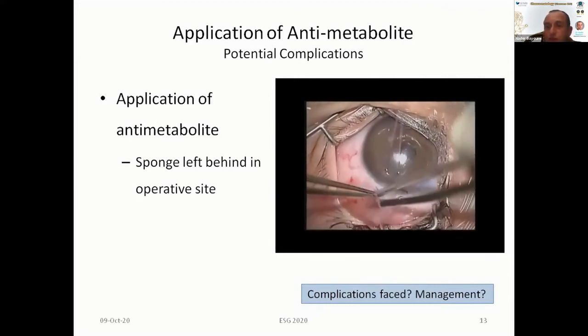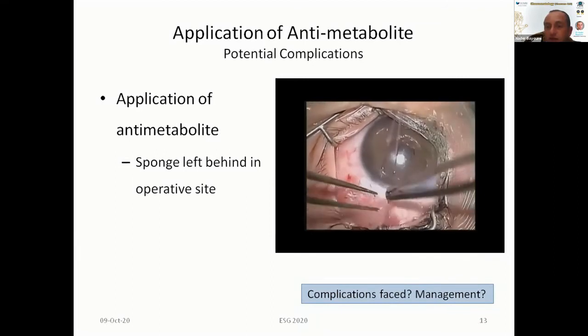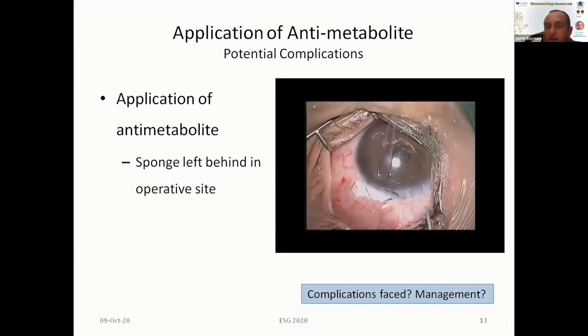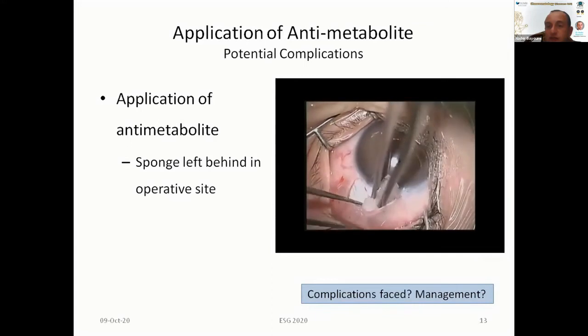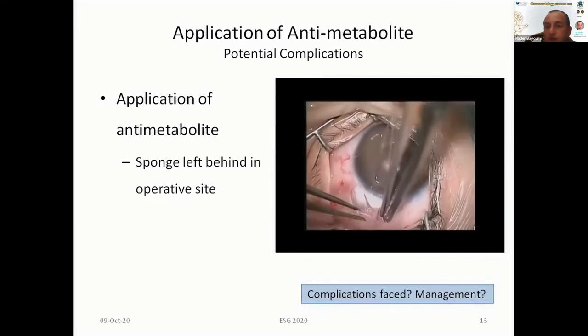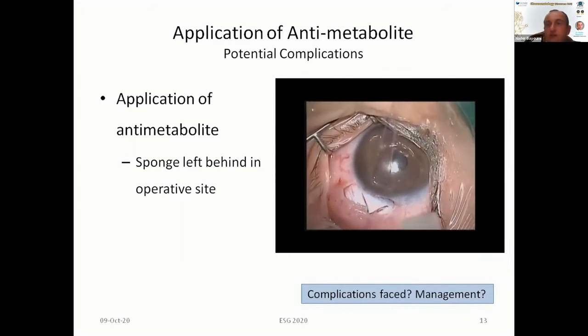This is an almost unedited video. I have not edited the number of sponges, but if you count the number of sponges inserted here, you'll find that the surgeon has inserted one more sponge than he has removed. So you can very commonly forget one of the sponges behind. Again, another catastrophe, because mitomycin is known to be cytocidal.